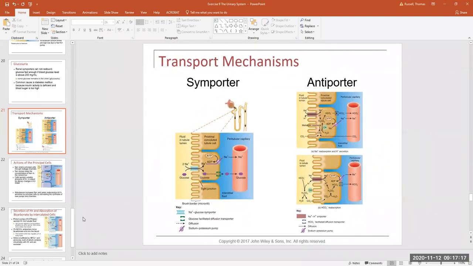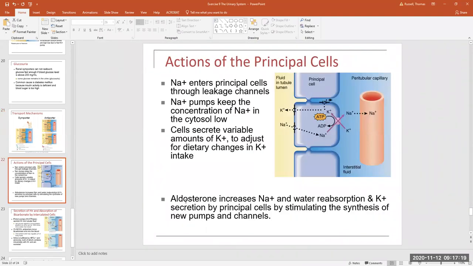Let's put this back where we can see this. All right, now we have two cell types that are in the distal tube and the, what's called the collecting duct. I left this in here because I want us to know a little bit about aldosterone action.